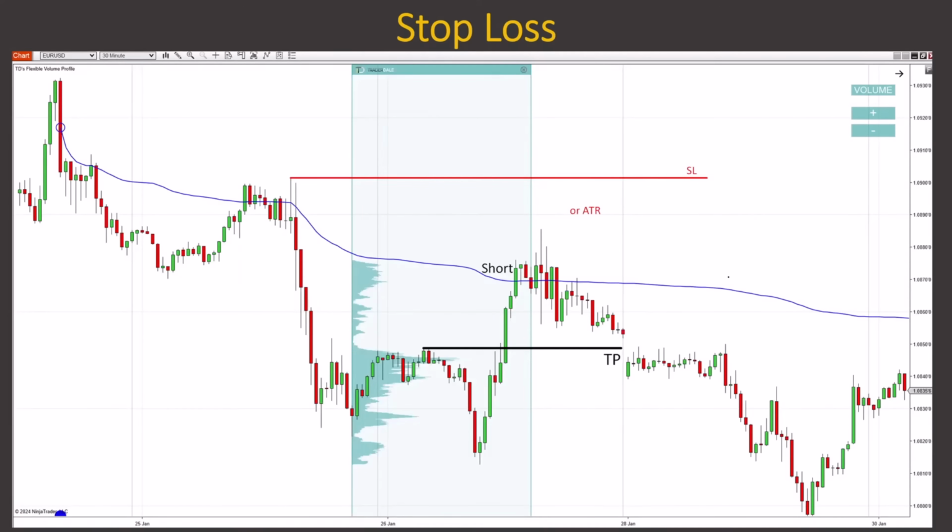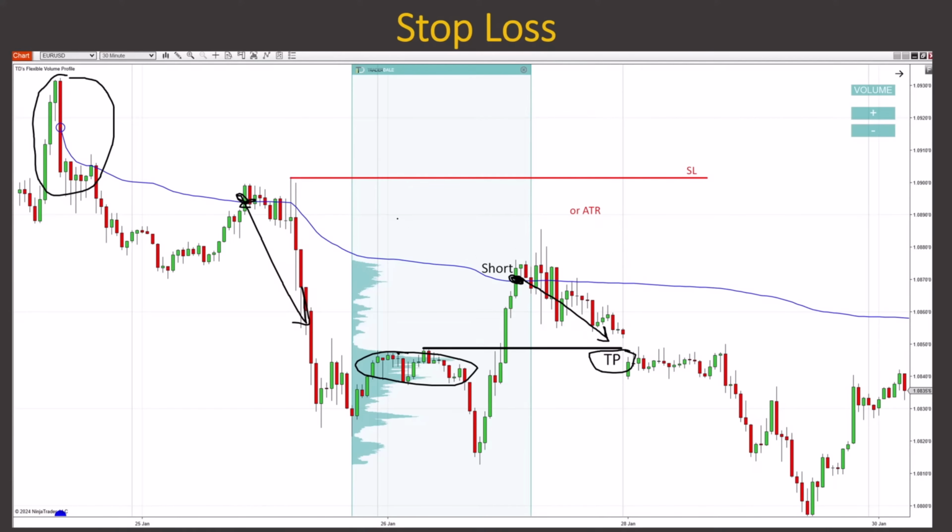Now, in this case, there are actually two ways we can place the stop loss. So here is the VWAP, the blue line. It's anchored to this swing point. This is the first pullback. We'll talk about this later. This is the second pullback. So short from there. By the way, take profit before the heavy volume zone.